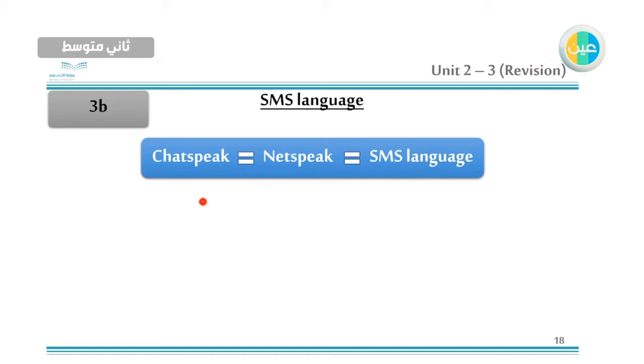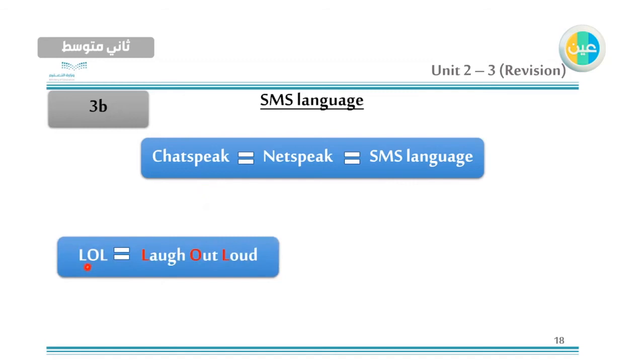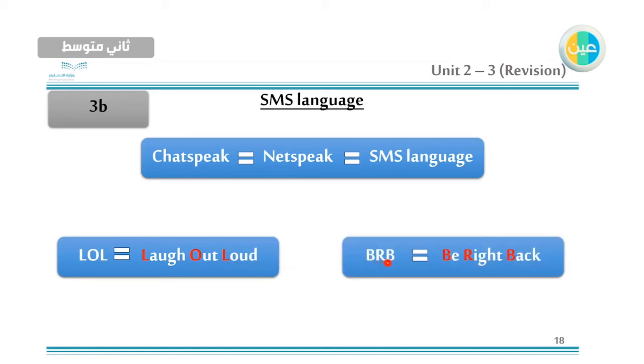And here's an example of the SMS language people use on the internet and on their phones, like the expression LOL. Okay, it's an abbreviation of laugh out loud. So when someone wants to express that they are laughing really hard, they say LOL. Okay, laugh out loud. So this is the first letter of the word laugh, the first letter of the word out, and the first letter of the word loud. And here's another example. BRB means be right back. Okay, I will be right back.